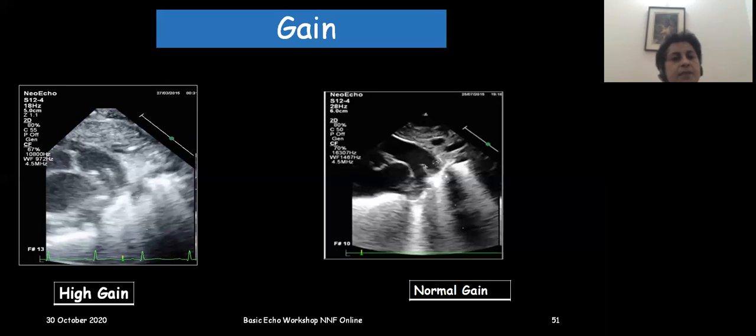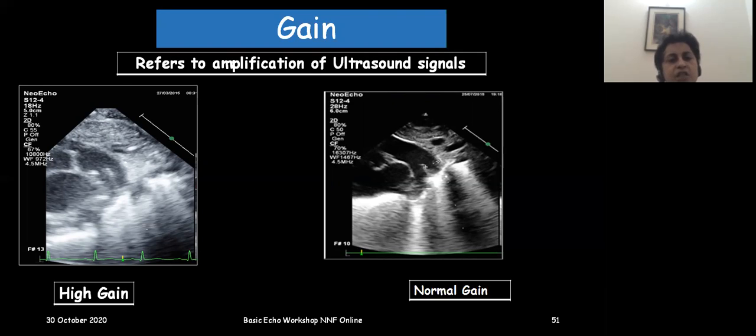Now here is the concept of gain. Gain is the brightness of an image. When returning signals are not very well heard by the transducer or not well seen, those returning signals need to be amplified. And this amplification is actually gain. It refers to the amplification of the ultrasound signals.